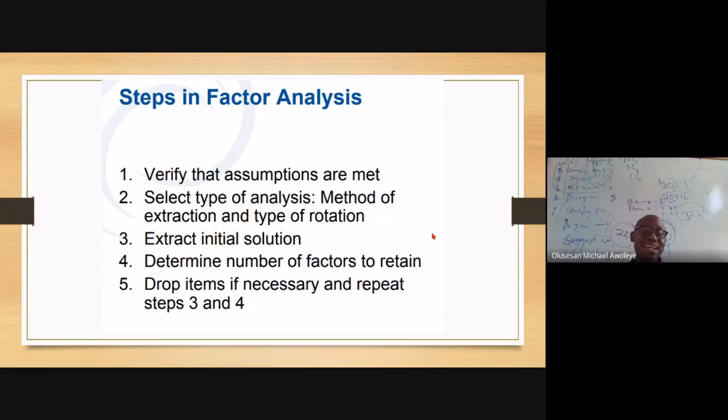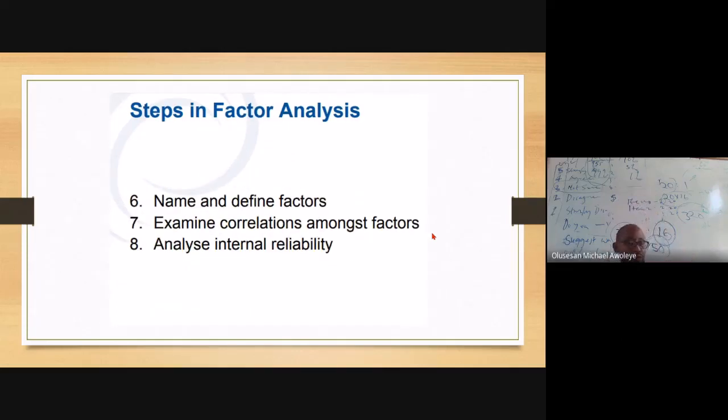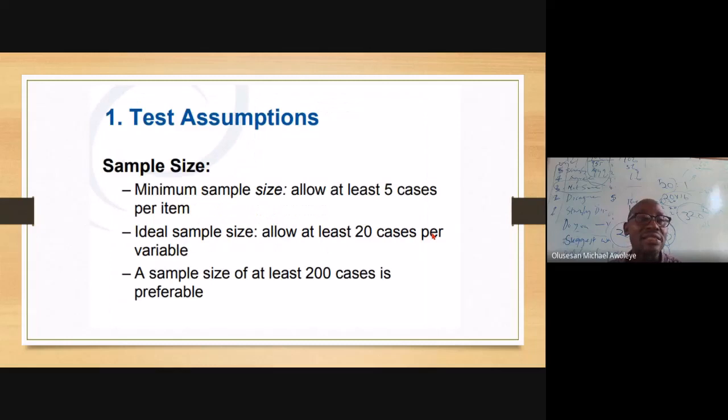So then you have to determine, yes, drop items if necessary and repeat steps 3 and 4. You know the reason why you may have to drop items? When those items seem not to be relevant, then you drop them. Then name and define your factors. Like I said, I've said so many things about this. You have to be able to give an appropriate name to your extracted factors. Then examine correlations among the factors, then analyze the internal reliability.